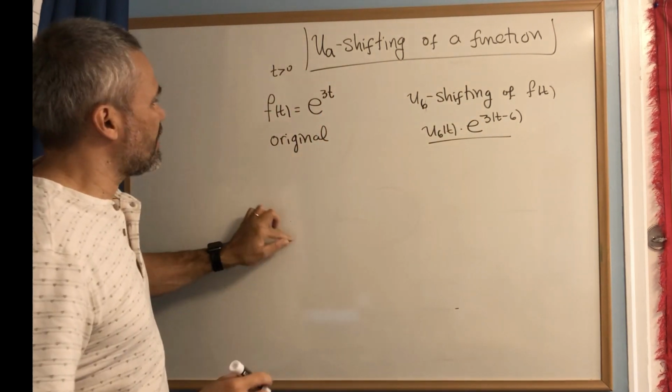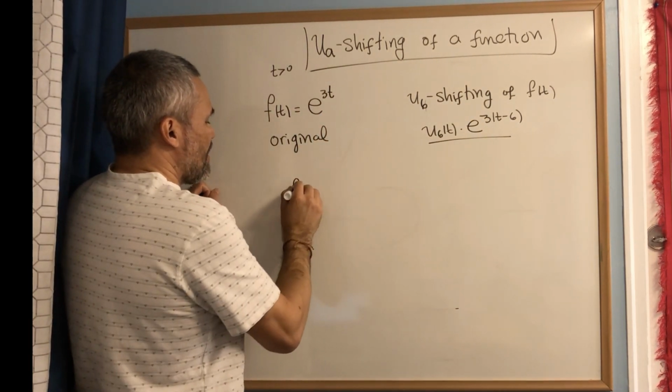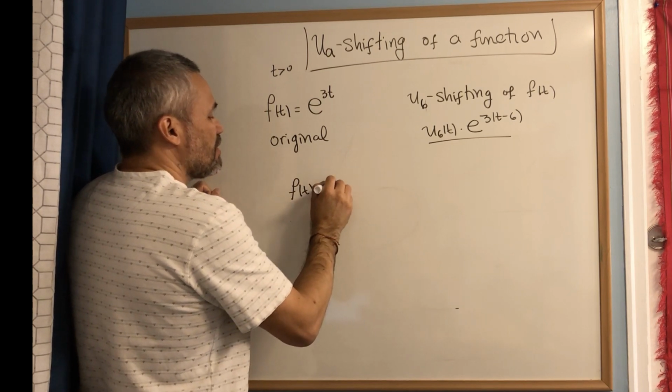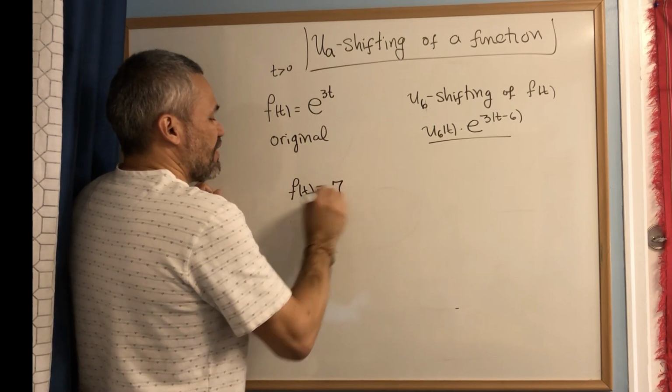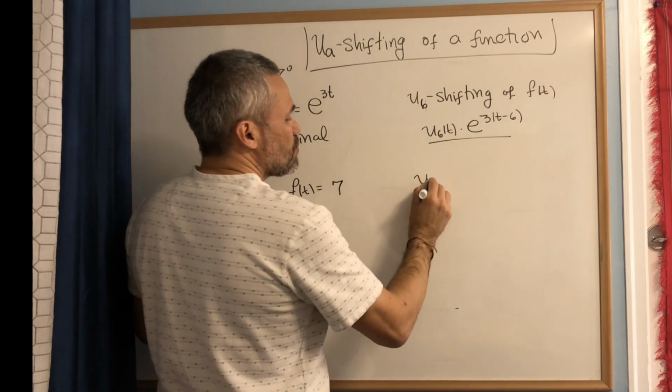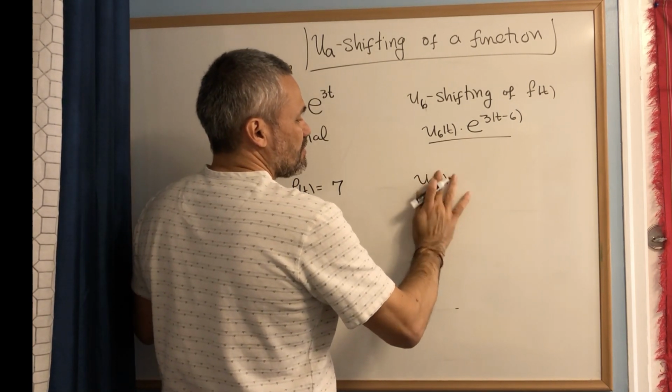Let's do another example. What happens if we have f of t equal to 7? What would be the u2 shifting?